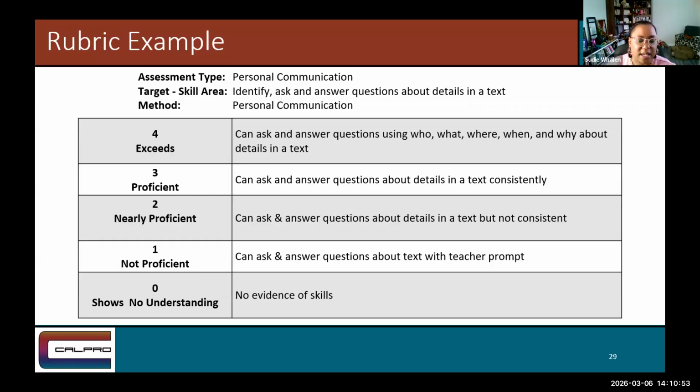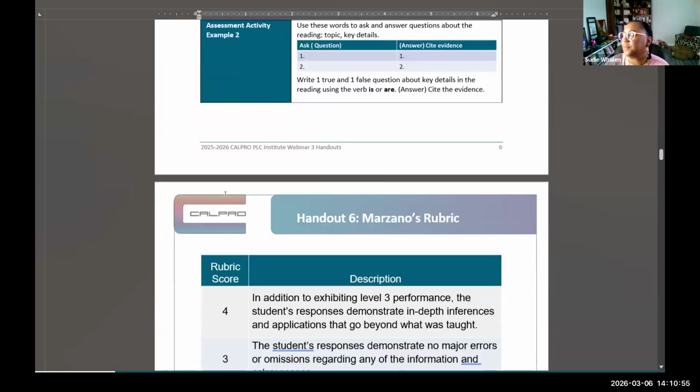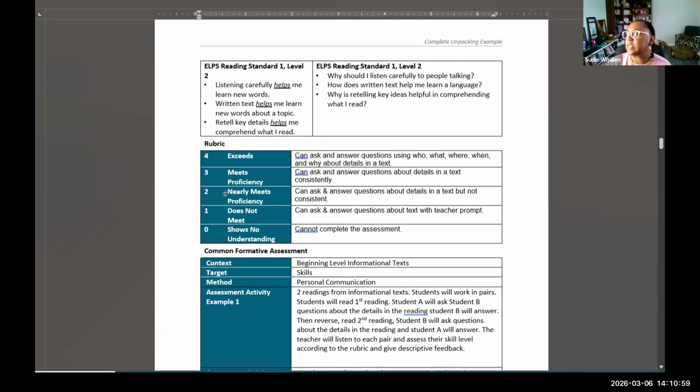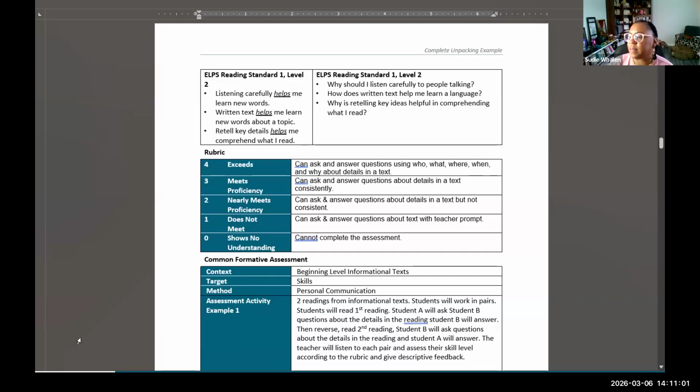And I'm going to go back to the handout also because I like to do that as well. Oh, I went too far. We said that if they don't show any understandings, that means that they cannot complete the assessment. So we gave them a 0 if they just simply couldn't do it. Now notice we didn't say a 0 because they were absent. We said a 0 because they weren't able to complete the assessment. Then on the number 1, does not meet, we said they can ask and answer about the text with teacher prompting. So the teacher has to really help them along.